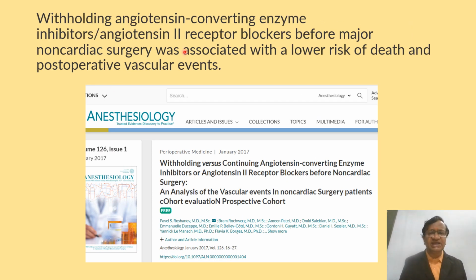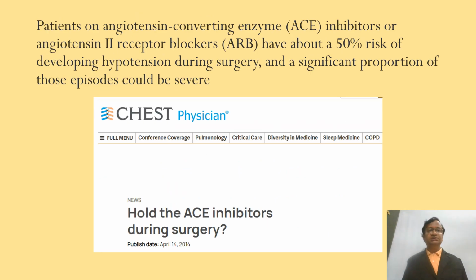Withholding angiotensin ACE inhibitors before major surgery was associated with lower risk of death. See here, there's a big study. I think it's 14,000 patients or something. They have advised to withhold these two drugs before surgery because perioperative or postoperative vascular events are less if you discontinue the drug enalapril or telmisartan 1 day prior to the day of surgery.